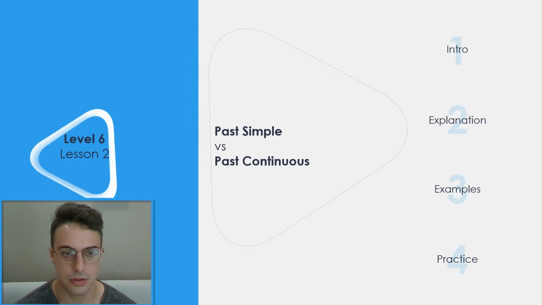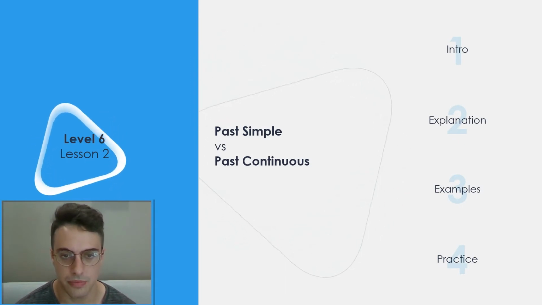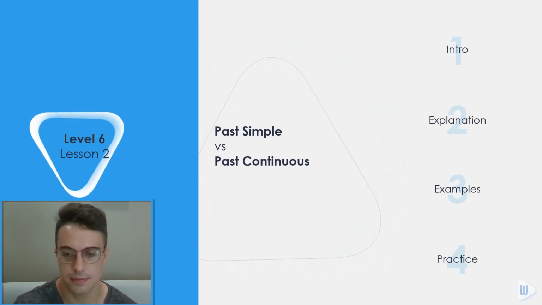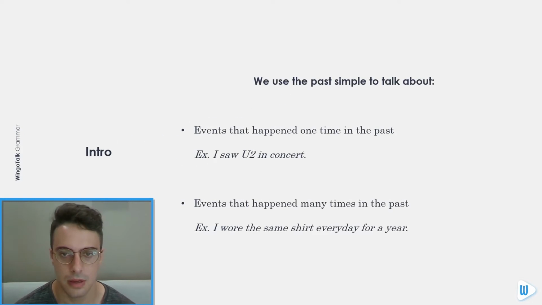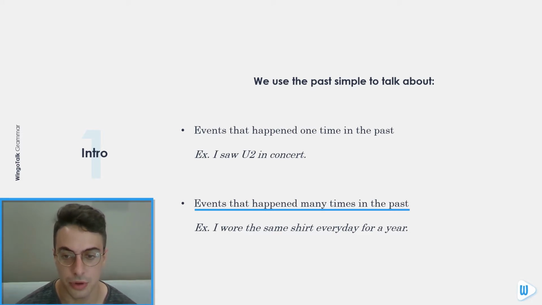Level 6, Lesson 2. Past simple versus past continuous. We use the past simple to talk about events that happened at one time in the past. Example: I saw U2 in concert. Events that happened many times in the past. Example: I wore the same shirt every day for a year.